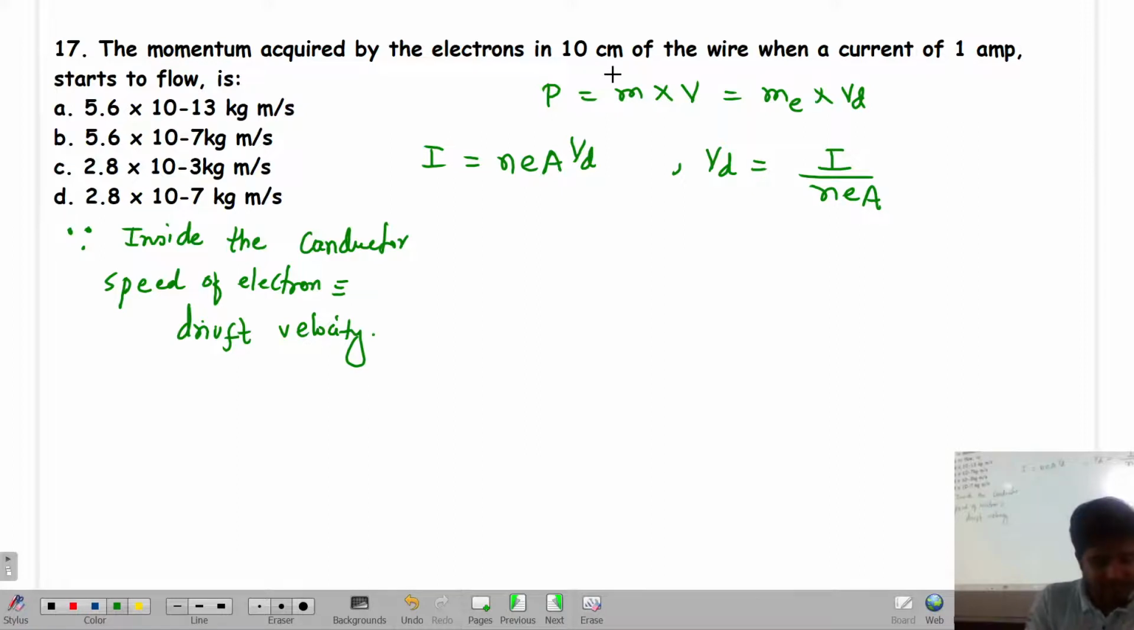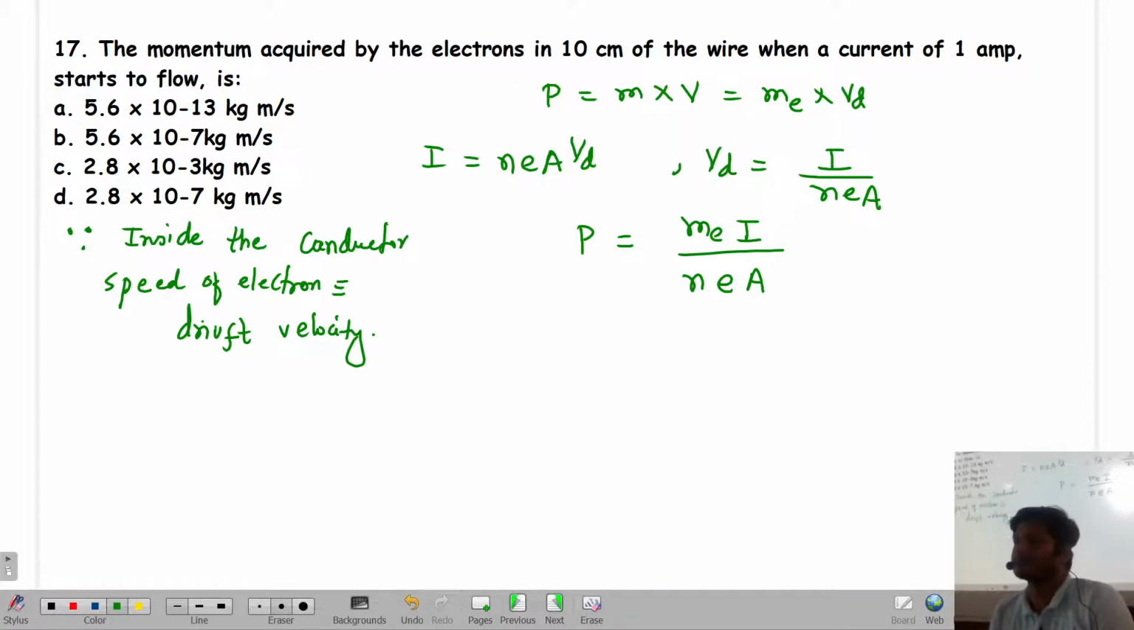But here only length is mentioned. So this is the most important question. How to solve this? So momentum is equal to mass into current divided by n into charge of one electron into area. Got it or not? Yes or no? Till this it was very much correct. But what is left? You try to understand. How come the length will appear? You need to understand about that.